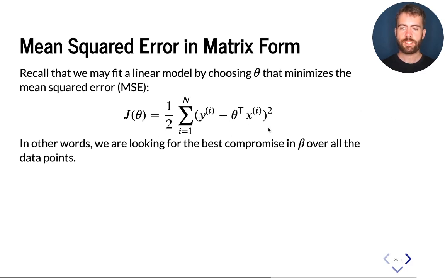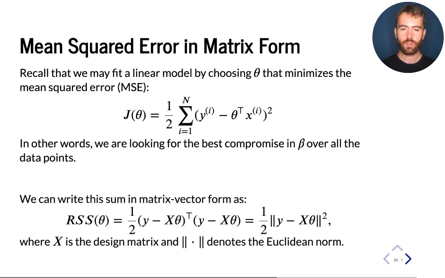We have already seen this form, but we can now use the notation that we just introduced to write it in a more compact form that uses matrix notation. So our objective here, here it says RSS, the residual sum of squares, which is just another name for the mean squared error. We can write it as follows.